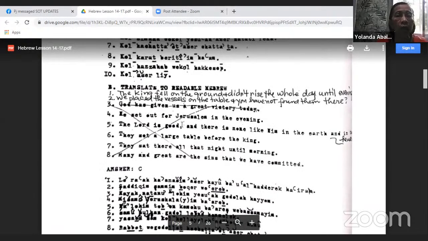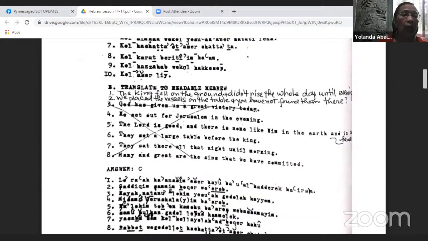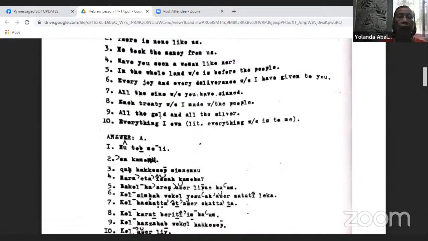He set out for Jerusalem in the evening. That one is wrong. God has given us, number 3, God has given us a great victory today. Meron pang kulang. Bishemka. God has given us joy because of the great victory today. Yeah. Kasi may shimka ka doon sa number 3 sa Hebrew. Number 4, he set out for Jerusalem in the evening.